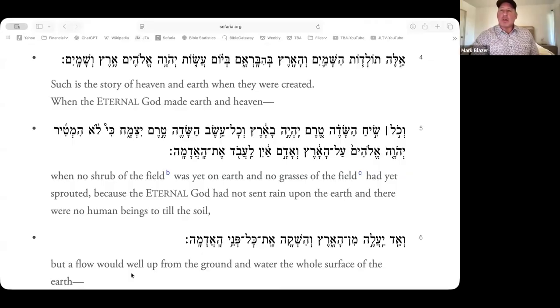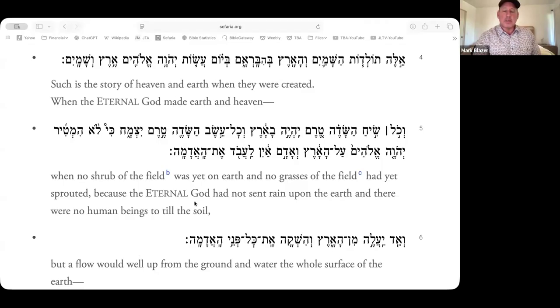Now you could say, well, how do you rectify this? Like, this is so glaringly obvious. And then we're going to talk about how the rabbis rectify this, because the rabbis can never say, hey, this is two different authors.